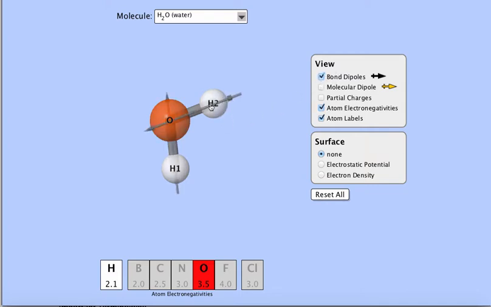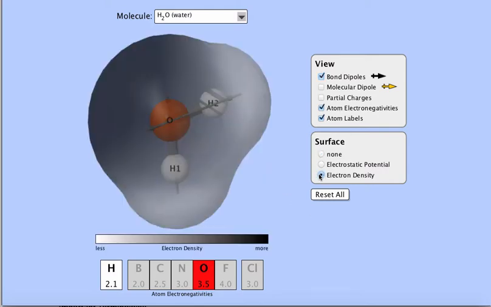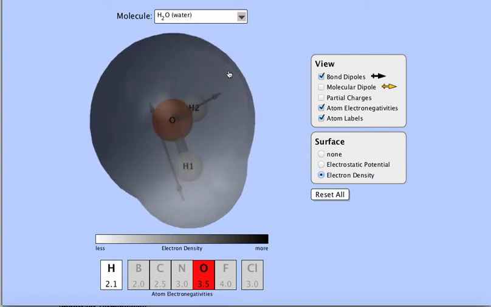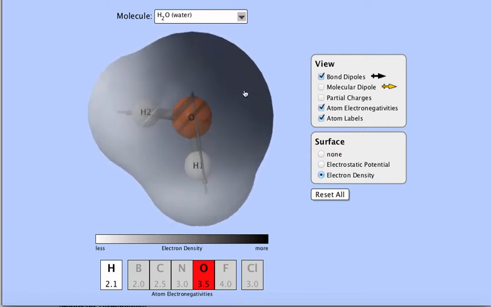Now notice how the bond dipole always just points toward the more electronegative atom. That just means that when we look at where the electrons would be, more often than not, the electrons are going to be closer to the more electronegative element, oxygen in this case. And we can see that when we click on electron density. We see this big dark region near oxygen. That indicates that oxygen has a good capability of attracting electrons to it, much more so than hydrogen, and that leads these bonds to be what we would call polar covalent bonds.